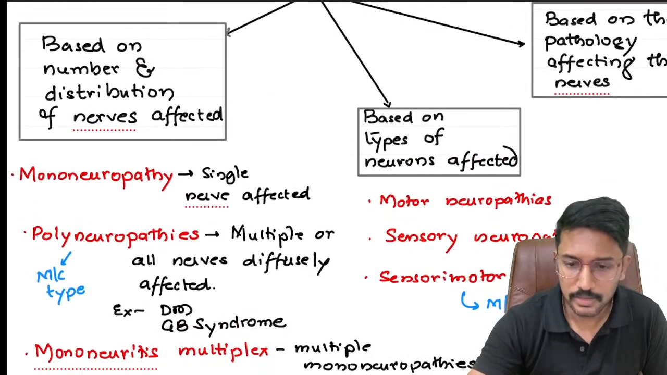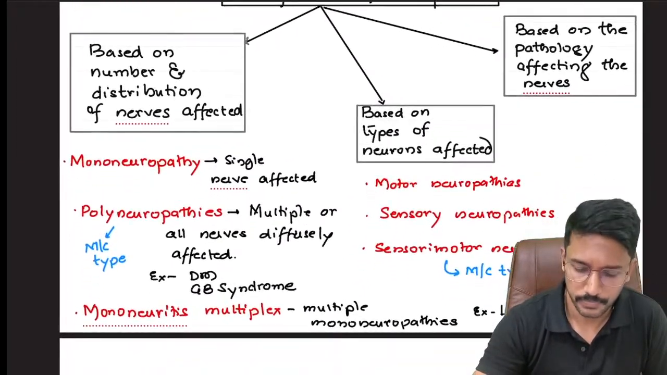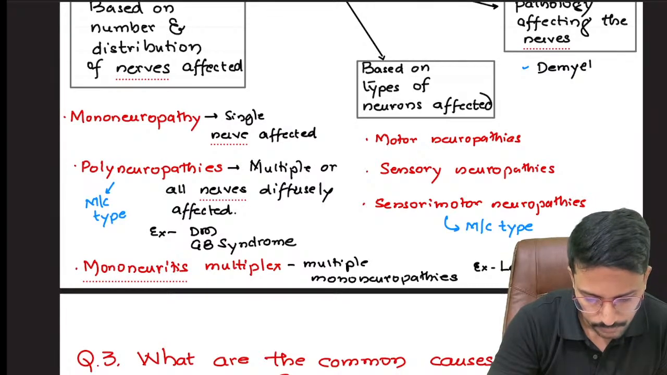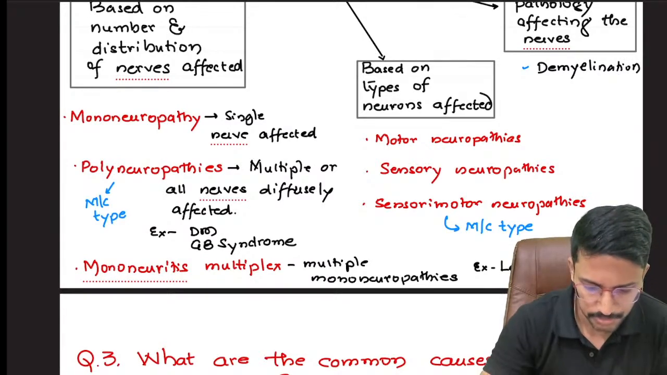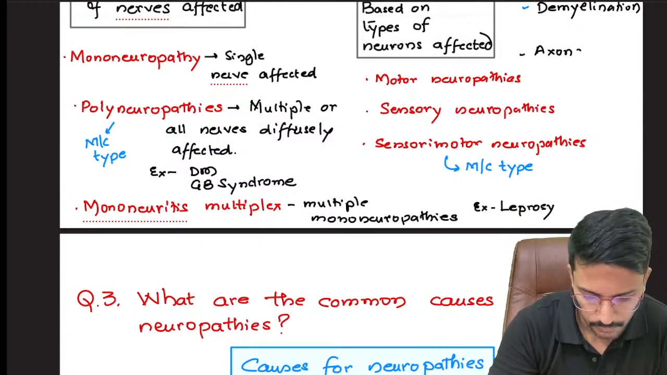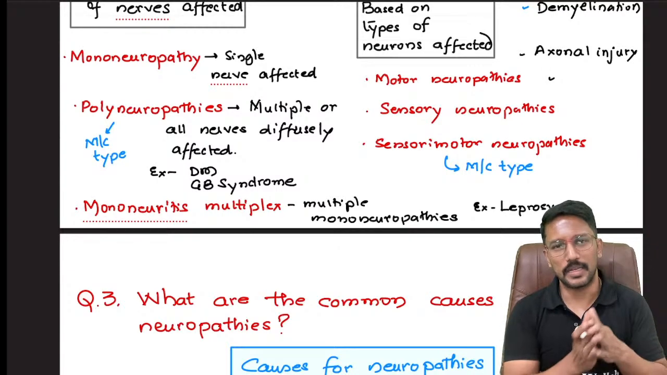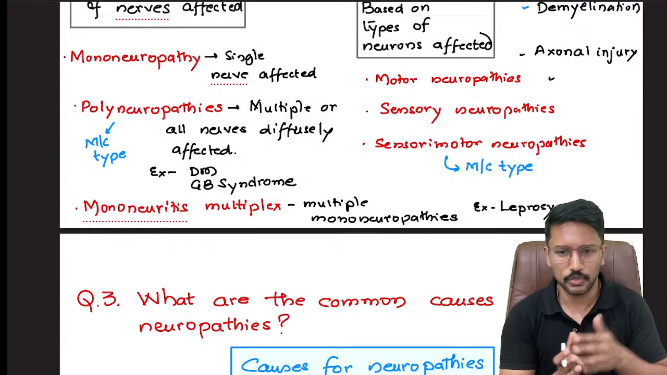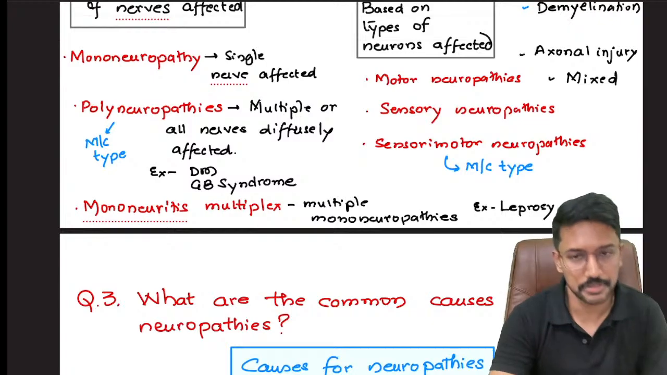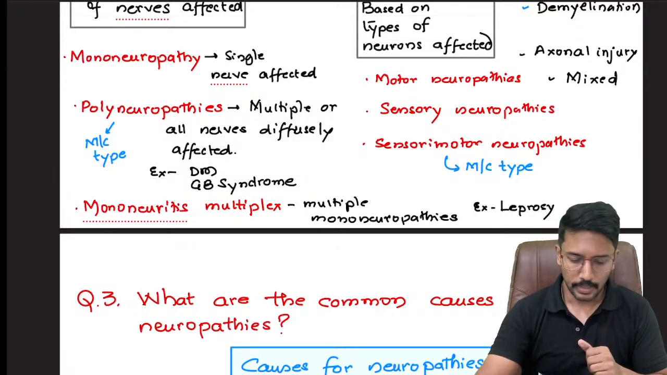Okay. Then the third type of classification is based on the pathology affecting the nerves. Here we have demyelination, that is one type, and the second one is axonal injury type. More on this we have already discussed in GB syndrome, how to identify demyelination and axonal neuropathy based on the nerve conduction study, so you can look back at that. And the third one is where axonal degeneration as well as demyelination happen, we will call it mixed type. So this is the basic classification of neuropathies.